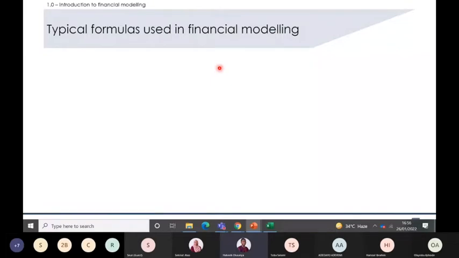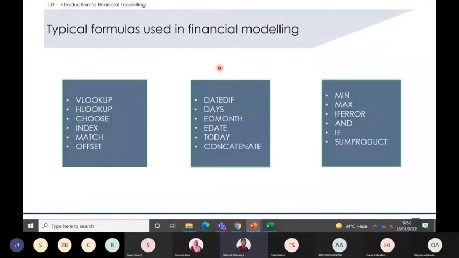formulas on Excel, right? For building a financial model, these are some of the formulas you need to understand to be able to build it. You need to understand VLOOKUP, HLOOKUP, CHOOSE, amongst other functions. These are just some of the key and important ones you need to understand, their purpose and their use, right?